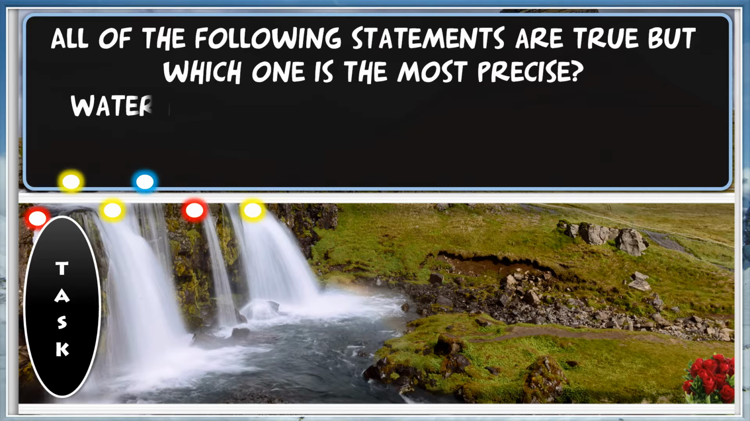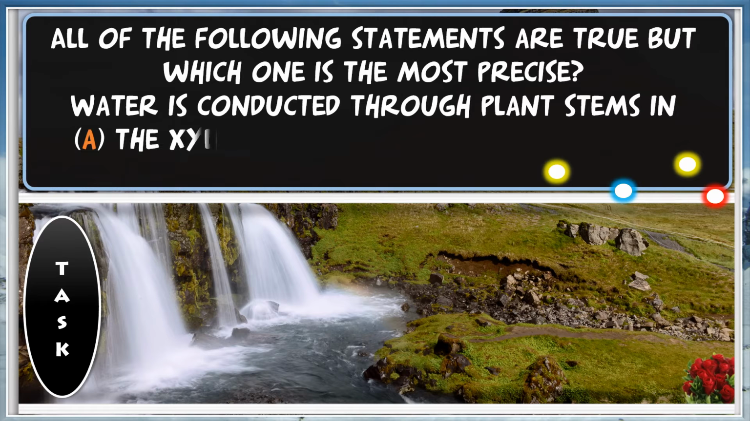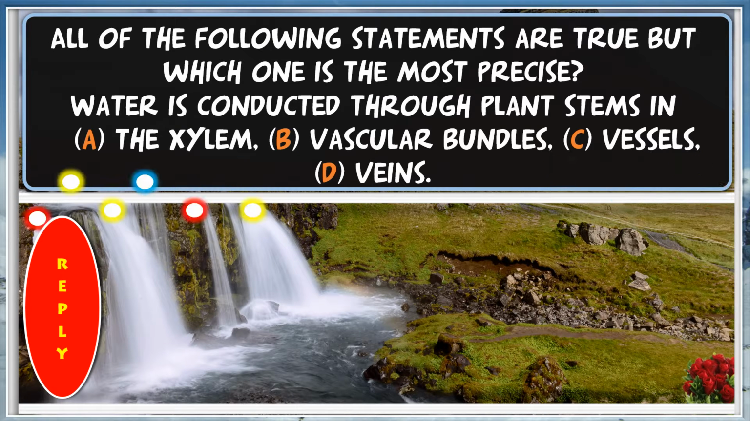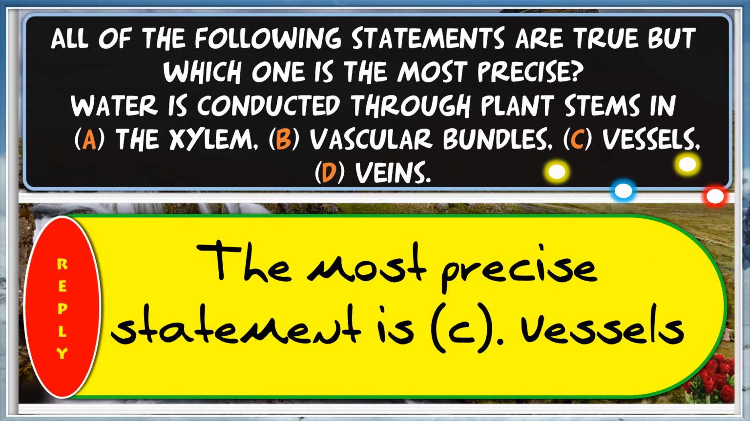All of the following statements are true, but which one is the most precise? Water is conducted through plant stems in A. The xylem, B. Vascular bundles, C. Vessels, D. Veins. The most precise statement is C. Vessels.